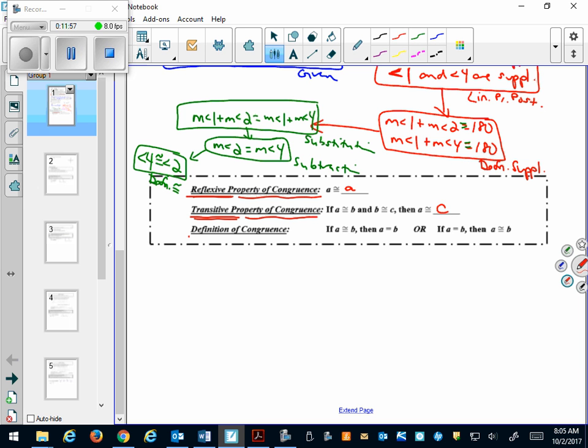Right. And this is just reiterating what we just talked about. Definition of congruence can really be used both ways. If you know things are congruent, you can state that they're equal. If you know things are equal, you can state that they're congruent. Your reason in both cases is definition of congruence.